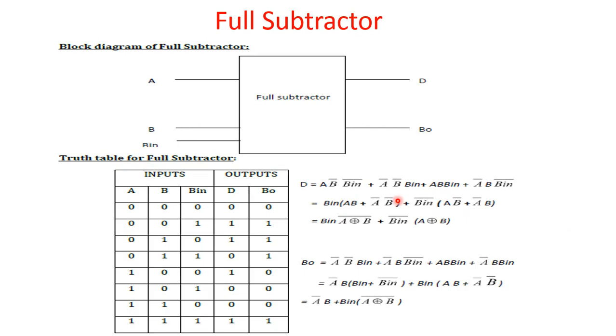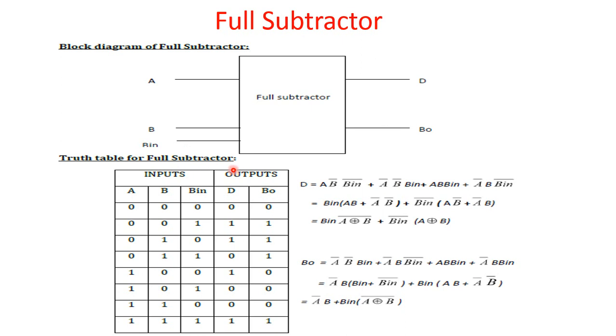The next one is the full subtractor. This is the block diagram of the full subtractor. Here A, B, and Bin are the 3 inputs, and D and Bout are the 2 outputs. D is the difference, and Bout is the borrow.